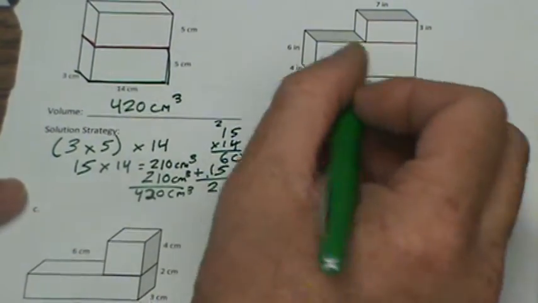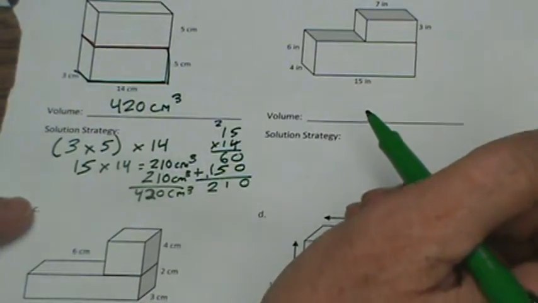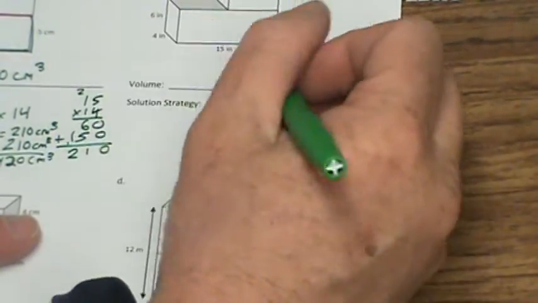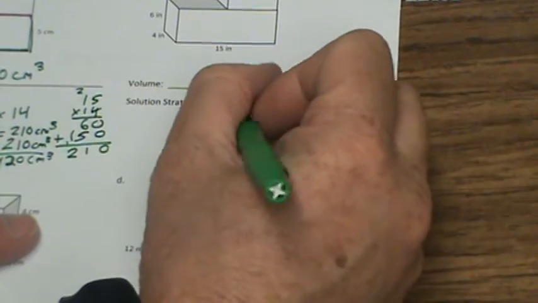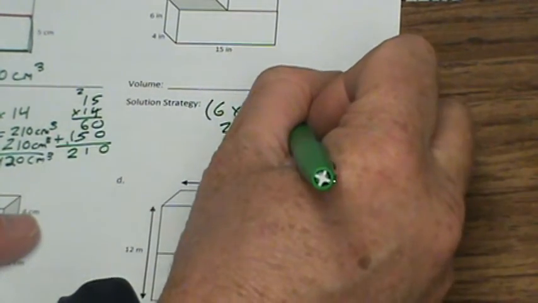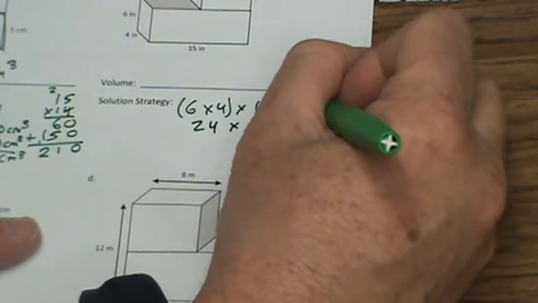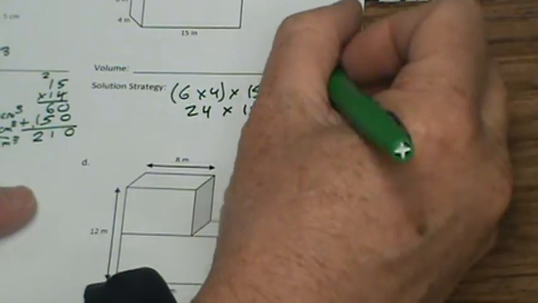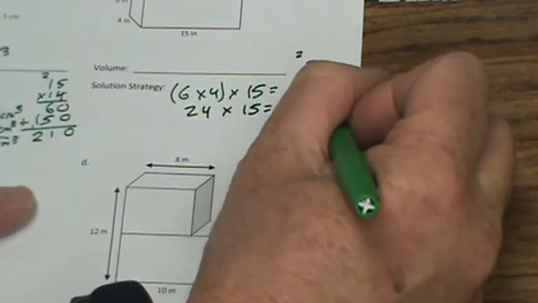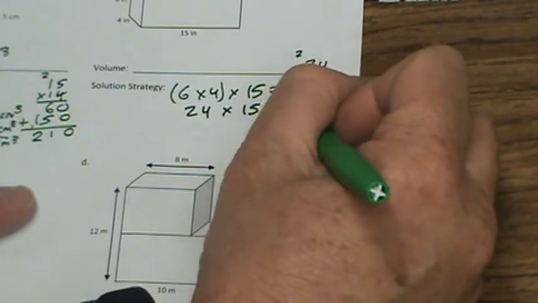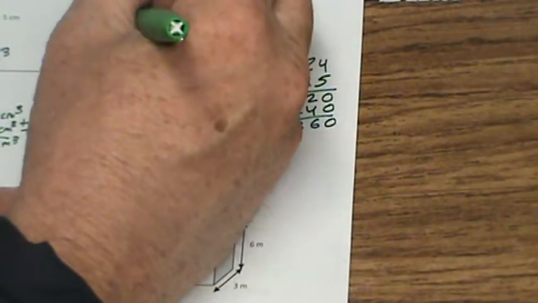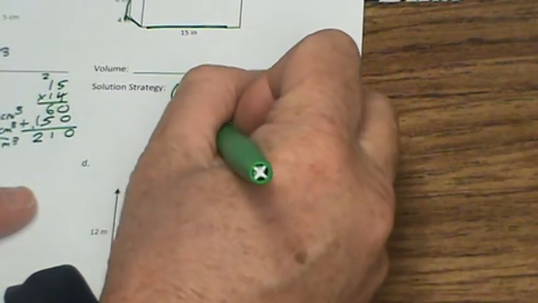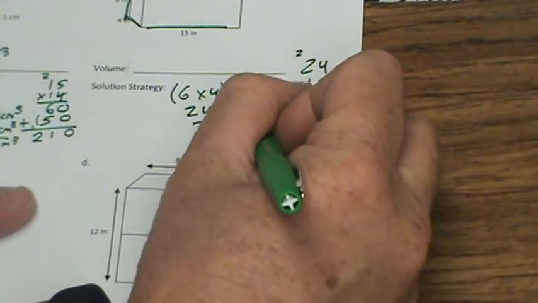I know the bottom block there, the bottom rectangular prism, is 6 times 4 times 15. Well, I know 6 times 4 is 24. Now we have to do 24 times 15. What will that equal? 4 times 5 is 20. Bring up the 2. 2 times 5 is 10, plus the 2 is 12. There's my 0. 4 times 1 is 4. 2 times 1 is 2. Add them up. 0, 6, 360. So 6 times 4 times 15 equals 360 centimeters cubed. But now the bad boy on top.